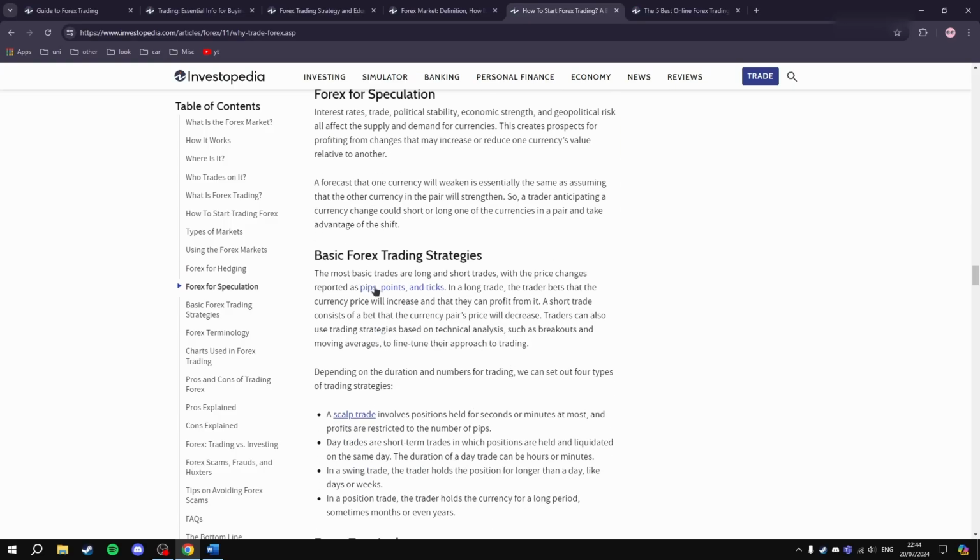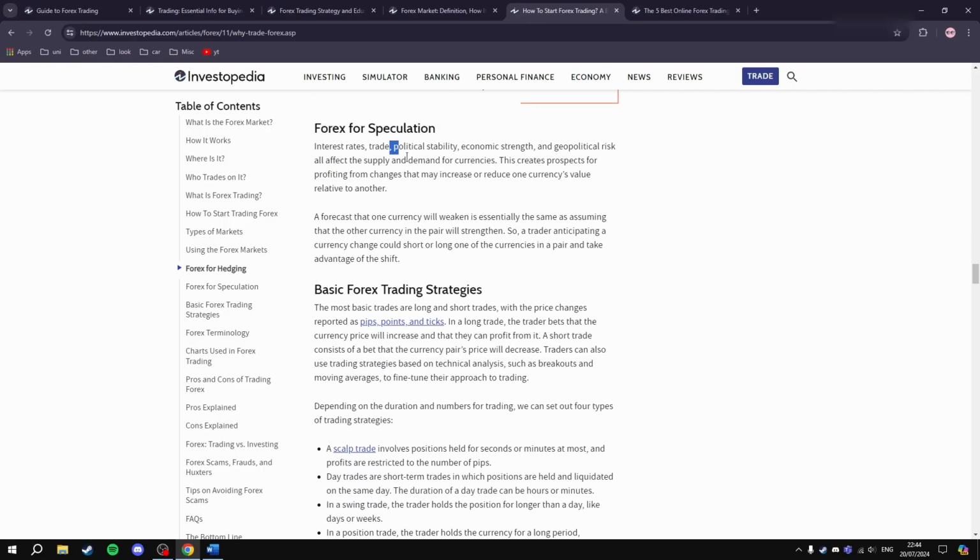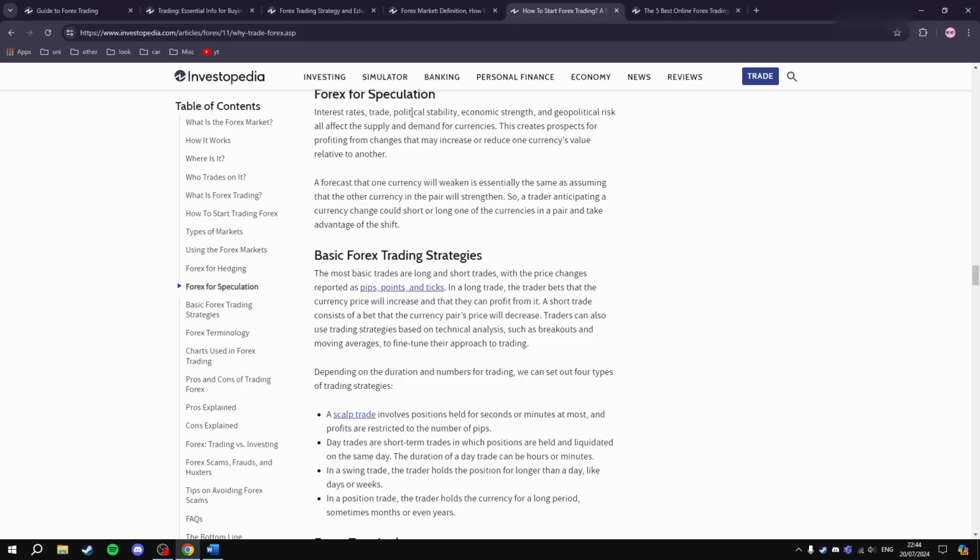Right, okay. Forex for speculation. Interest rates, trade, political stability, economic strength, and geopolitical risk all affect the supply and demand for currencies. This creates prospects for profiting from changes that may increase or reduce one currency's value relative to another. A forecast that one currency will weaken is essentially the same as assuming that the other currency in the pair will strengthen. So a trader anticipating a currency change could short or long one of the currencies in a pair and take advantage of the shift.